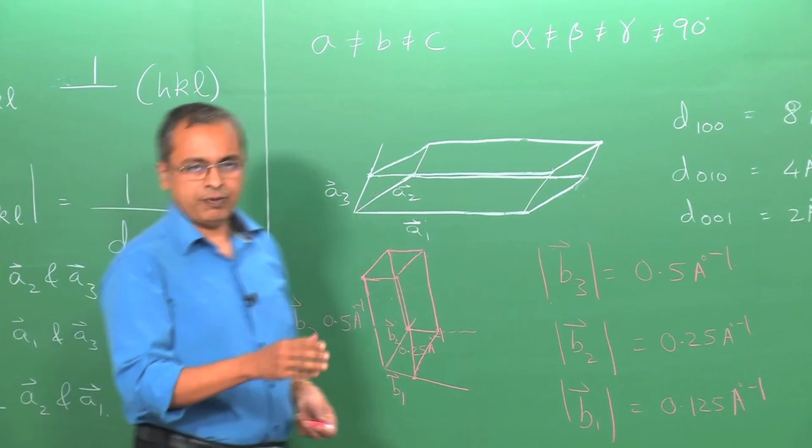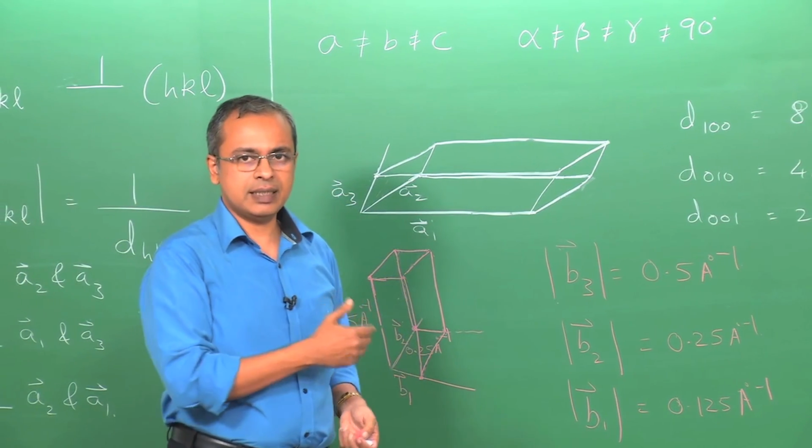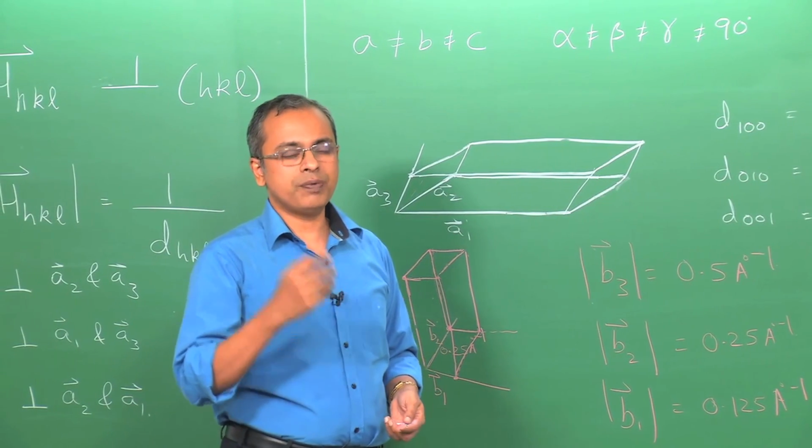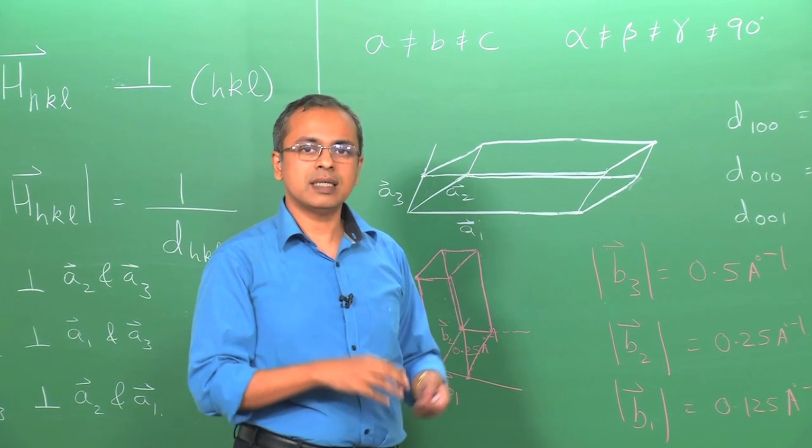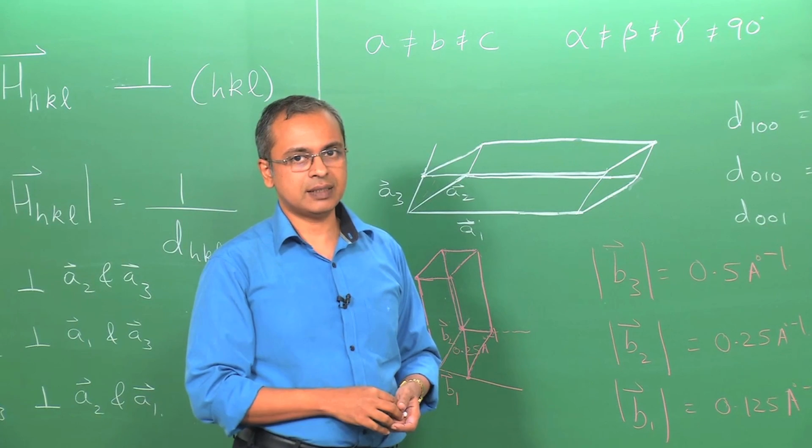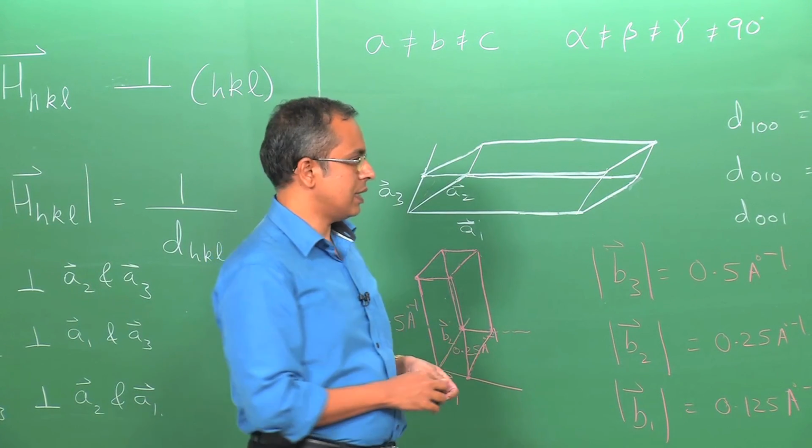So, with this we will conclude these worked examples. I think they would give you an idea of how we would go about constructing a reciprocal lattice given some specifications for the real lattice. I hope these 3 worked examples illustrate that to you.